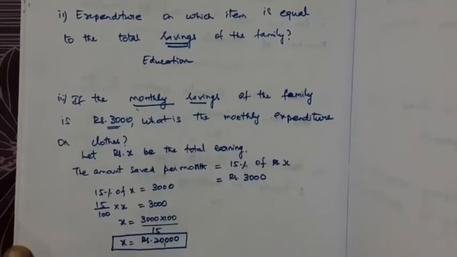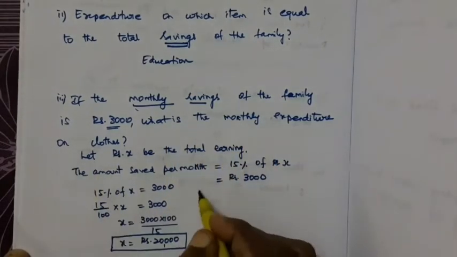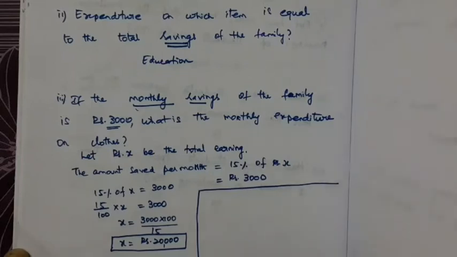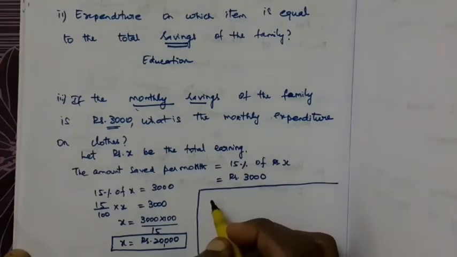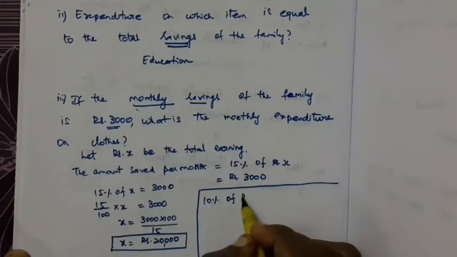Now this is not asked. What is asked is, what is the monthly expenditure on clothes? How much they are spending on clothes? How much they are spending on clothes is 10%. So we have to find 10% of this rupees 20,000.